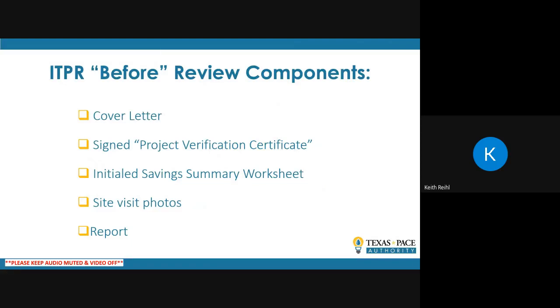So the before review components, as far as what is going to get to the Texas PACE Authority, or TPA: you'll have a cover letter going through the project a little bit, about what the project is, when you visited, maybe what the baseline and your savings are, and just a few key numbers to make sure that you've visited the project. There is a form online. It's a project verification certificate, sealed by an engineer, and that certificate is available online. It's just 2 pages. It's pretty simple. You will also include your initial savings, which is the UCRM worksheet that we talked about. Also, site visit photos. I normally include those either with the cover letter or with the signed project verification certificate. Again, just a few photos, not every single light, but maybe some representative photos showing what the lighting is currently and what the air conditioning is currently.